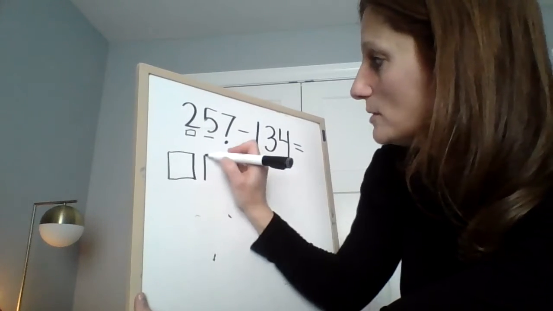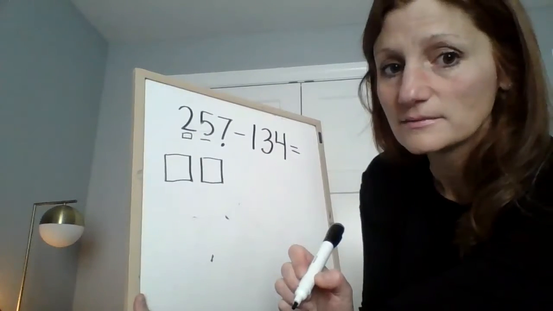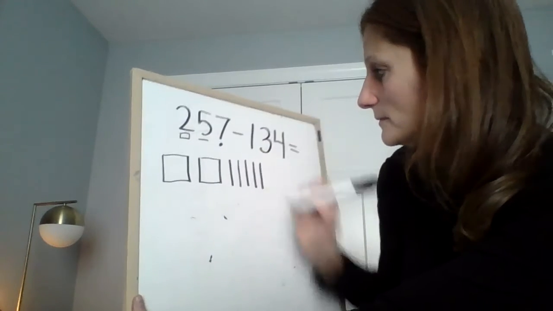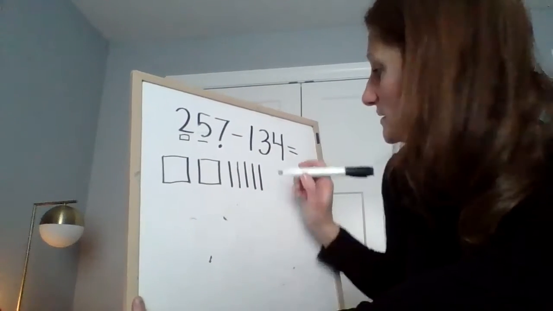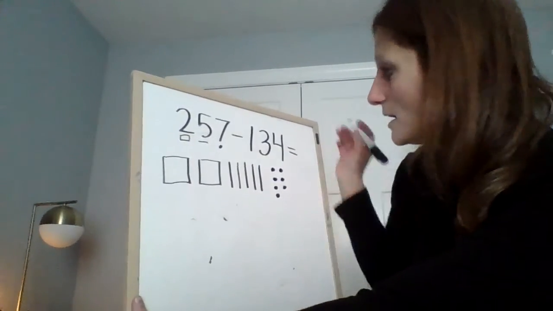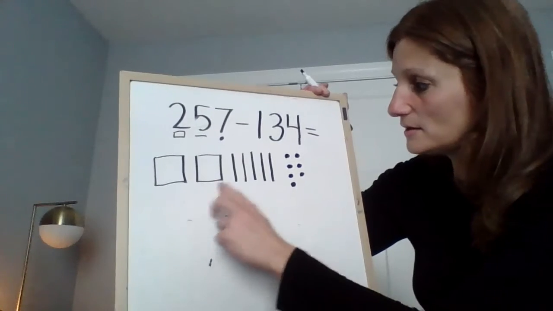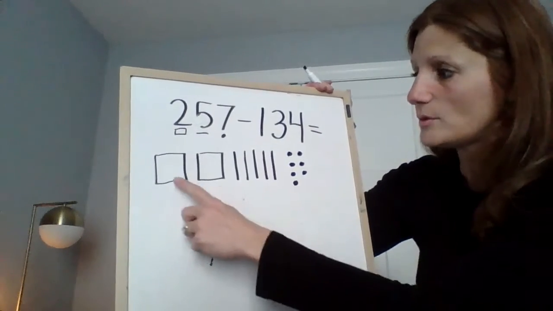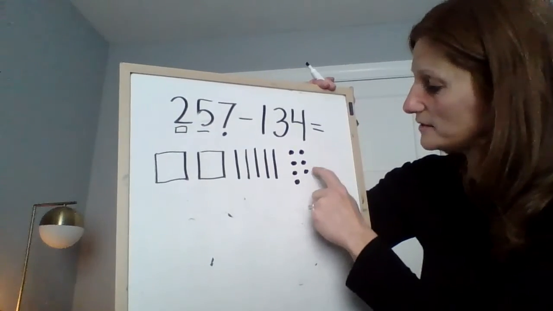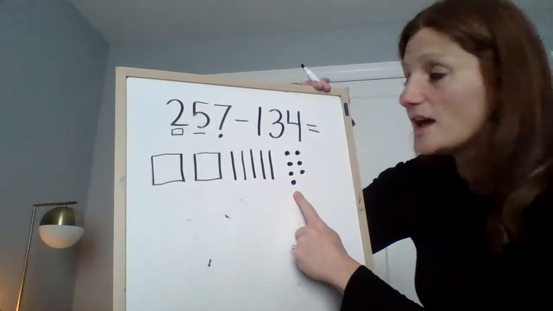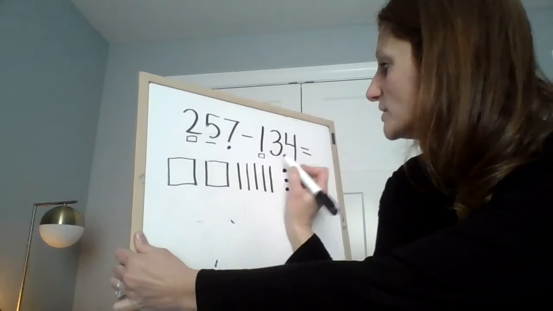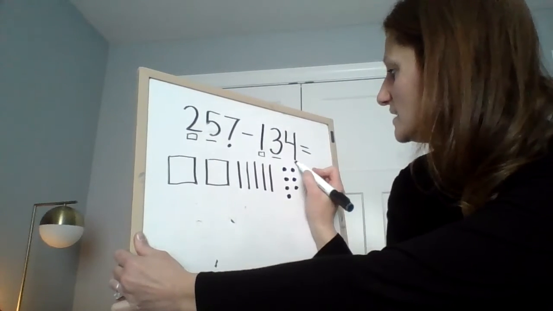I'm going to make 2 blocks of 100. Then I'm going to make 5 tens. And then I'm going to make 7 ones. So here's a picture of 257. 100, 200, 10, 20, 30, 40, 50, 1, 2, 3, 4, 5, 6, 7. 257. Now we're going to take away, I'm going to put my little block under this part because this is my hundreds place. These are my tens, these are my ones.